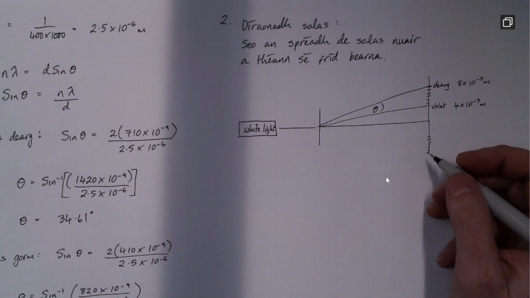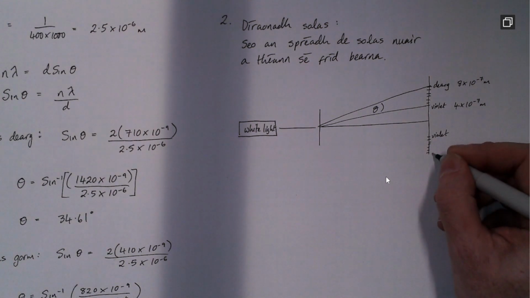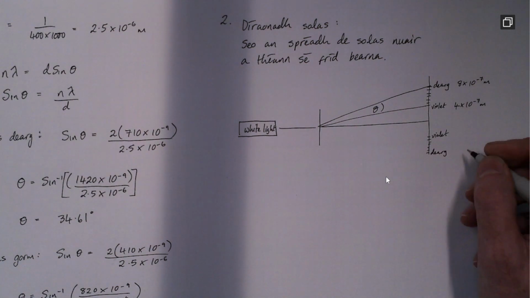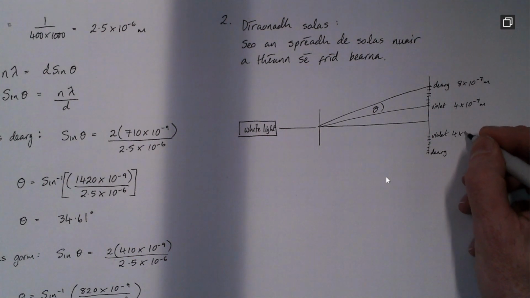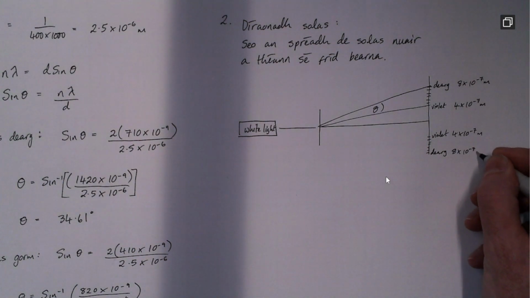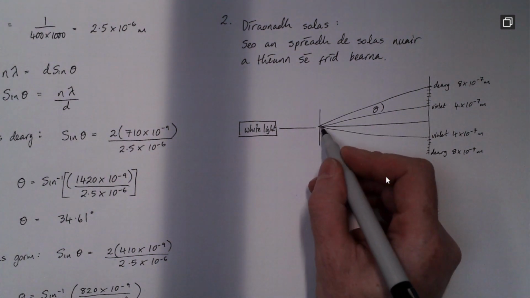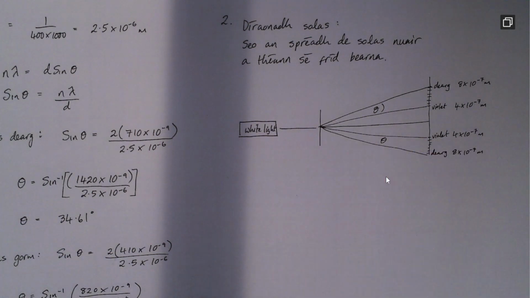Okay, I guess the other side is going to be the complete opposite. So it's the violet, then the red, because you're going in the opposite direction. The other side: 4 by 10 to the power of minus 7 meters, 8 by 10 to the power of minus 7 meters. Okay, the angle between the two should be theta, the same angle. Does that make sense? Okay, now this is the centre.